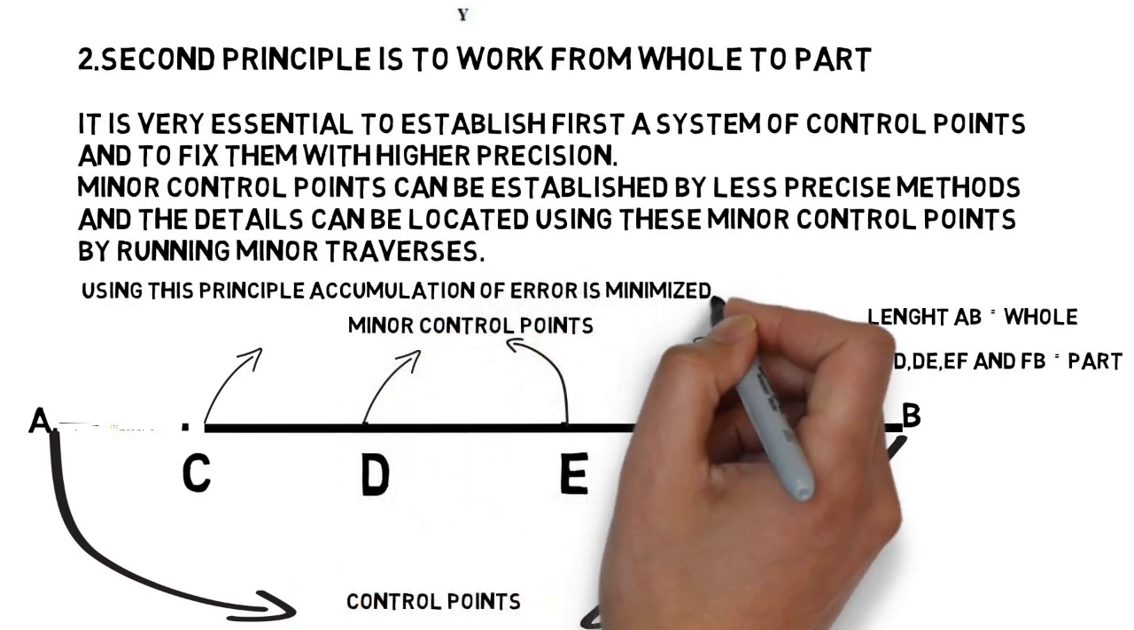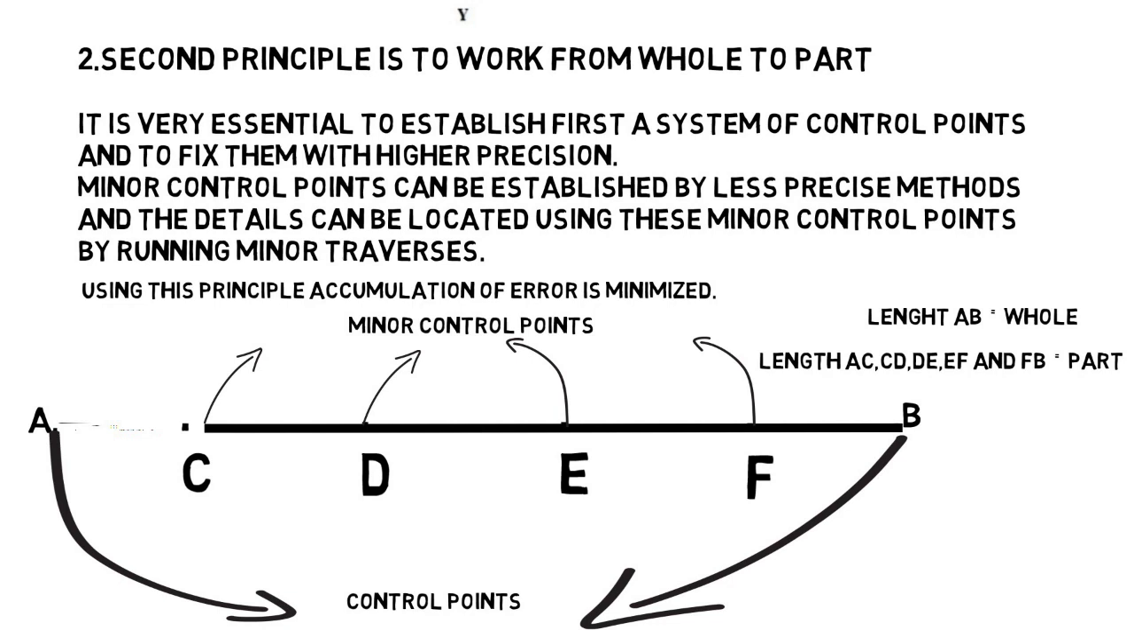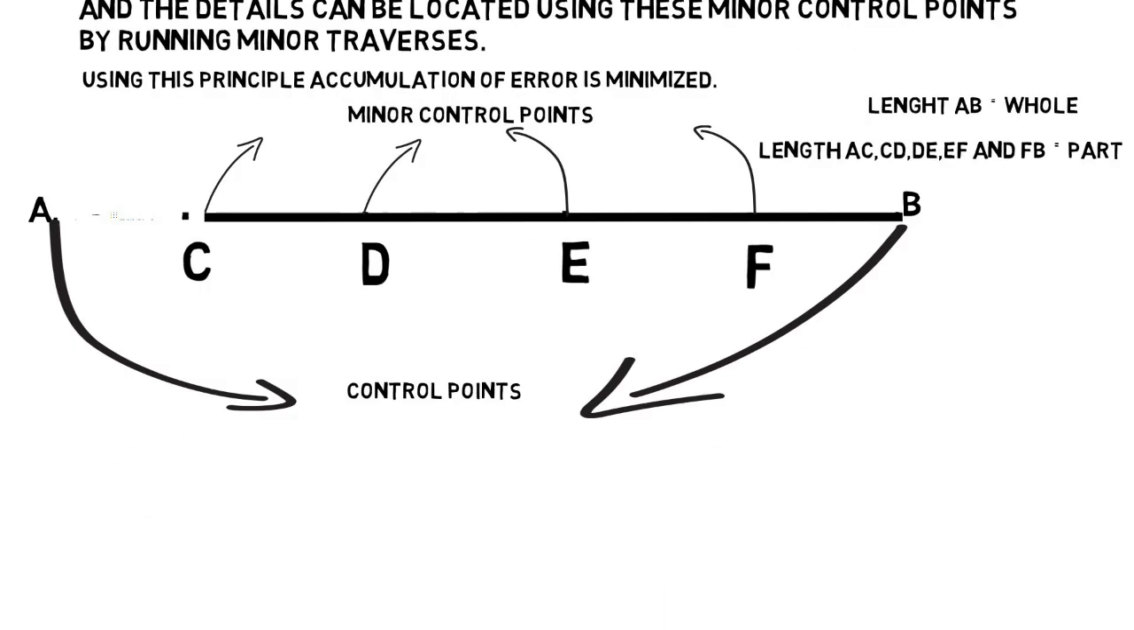If you work from part to whole, accumulation of error will be maximized. That is why we are going to make use of work from whole to part rather than work from part to whole.